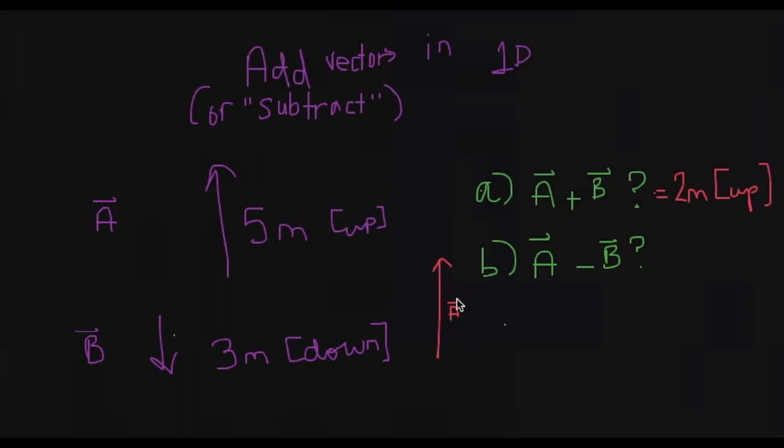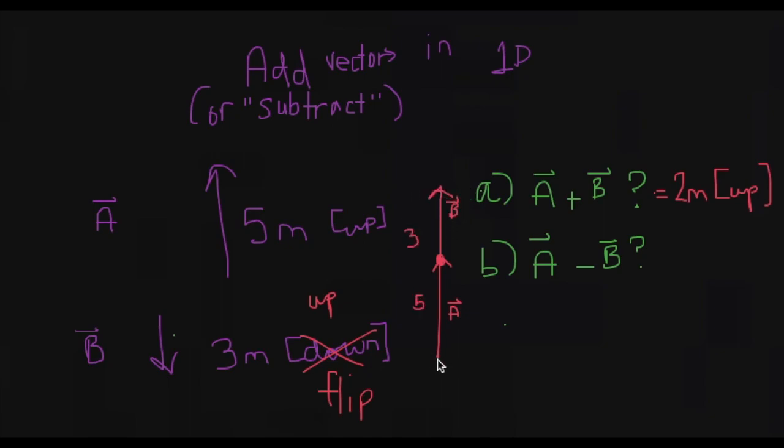And now, when we add vectors, recall I mentioned that we add them tip to tail. So at the tip of A, by the way, this is the tail of a vector, the arrowhead is the tip. From the tip of A, we are now going to draw vector B, but we're not adding it, we're subtracting it, which means we need to flip the direction of B. So it is going to become up. And now we are going to draw vector B, but pointing up. So 3 meters up.